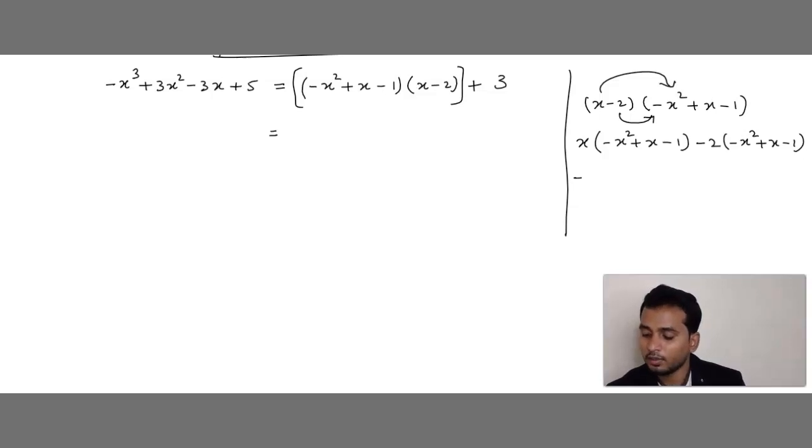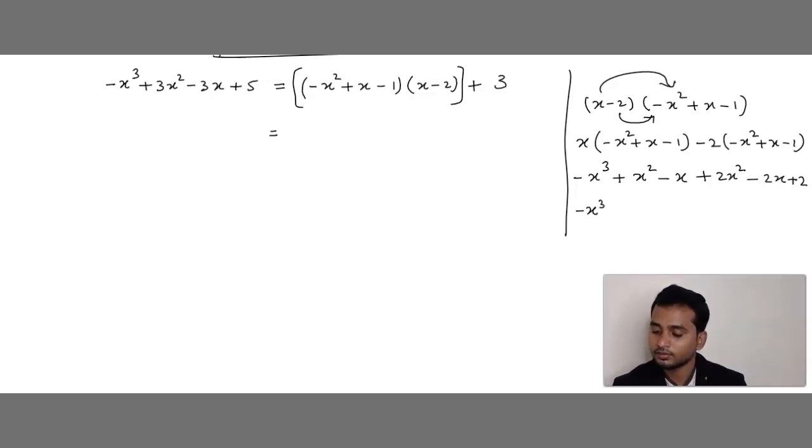We have to multiply like this. Plus into minus, minus, x into x square is x cube. Plus into plus, plus, x into x, x square. Plus into minus, minus, x into 1, 1x. Minus into minus, plus, 2 into x square, 2x square. Minus into plus, minus 2 into x, 2x. Minus into minus, plus 2. So what is the highest degree? That is minus x cube. I am writing this as it is.